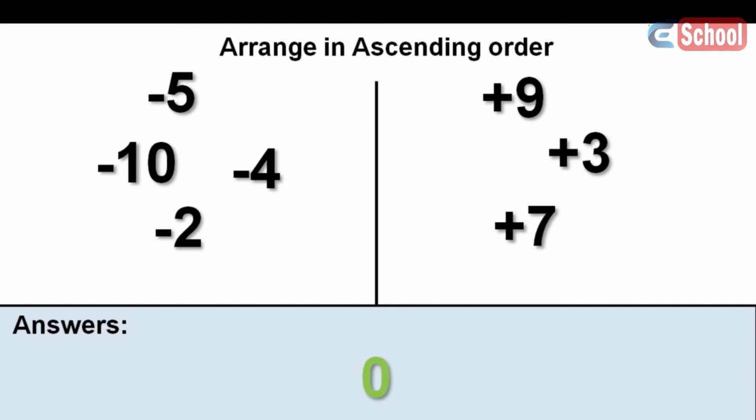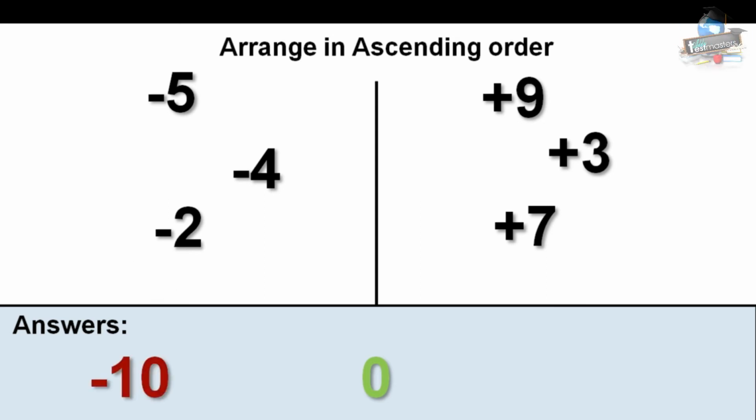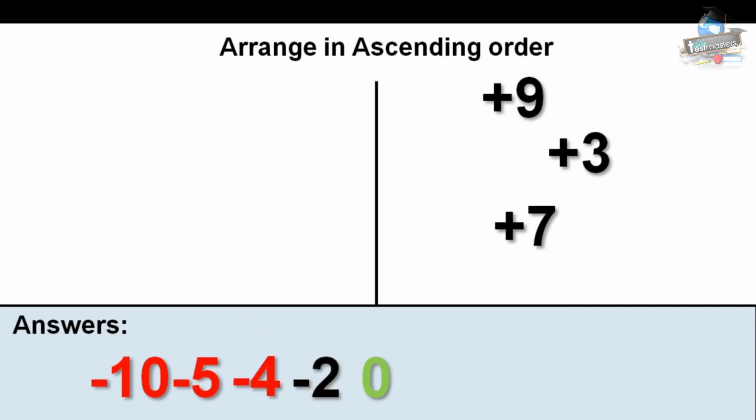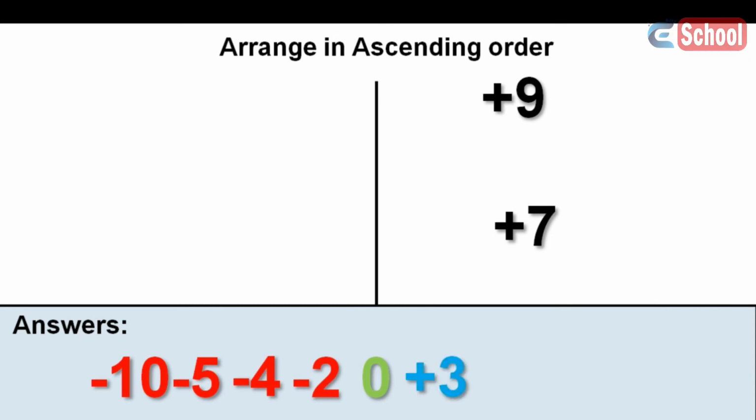We want to arrange in ascending order. So we want the number furthest to the left on the number line. This is negative 10. As we move up the number line, we get to negative 5, then negative 4 and negative 2. All the positive numbers are greater than 0, and as we go up the number line, we would get positive 3 first, then positive 7, and finally positive 9.